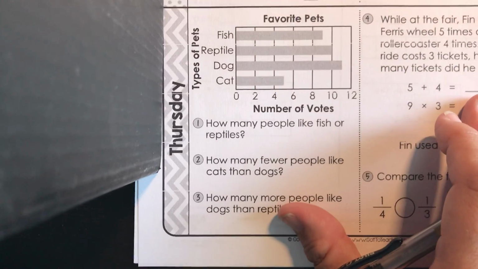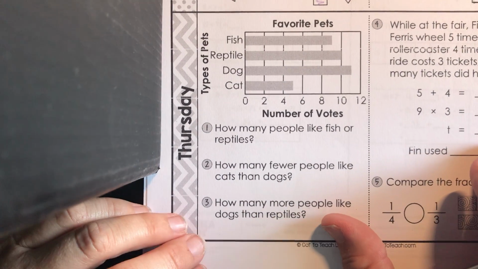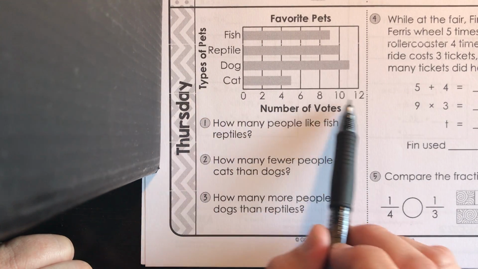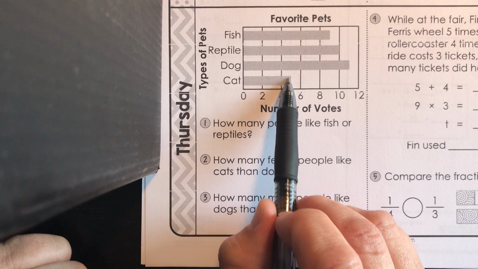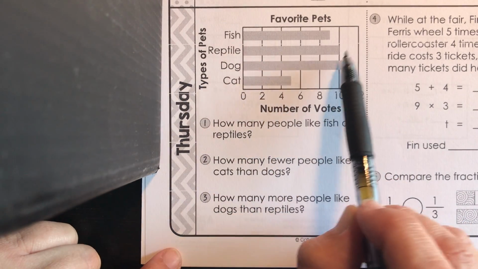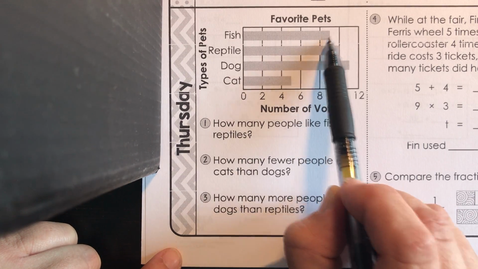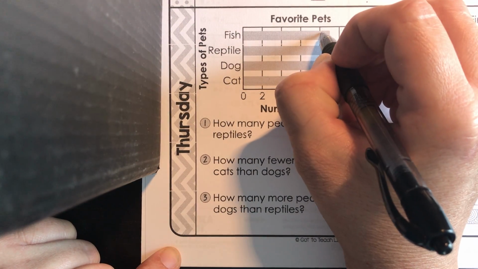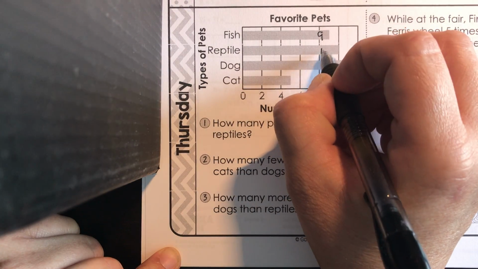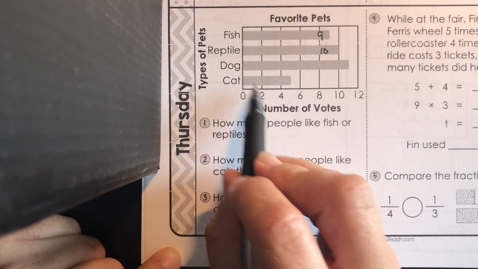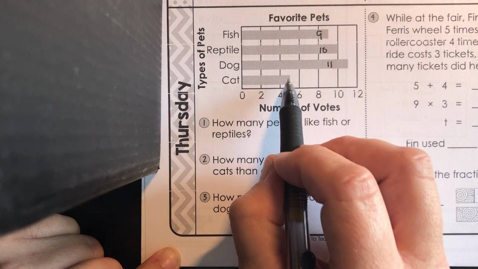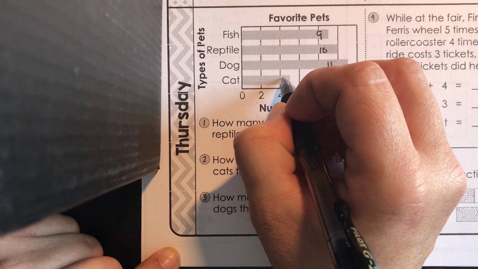Moving on to Thursday's part of the work. We're talking about our favorite pets and the numbers of votes they received. All right, looks like it goes up by 2, so anything halfway is just one more. Let's look for fish. It goes past the 8 line, one more. 9 people voted for fish. Reptiles fell flat on 10. The dog won the race with 11 votes. And here between the 4 and the 6, the cat got 5.